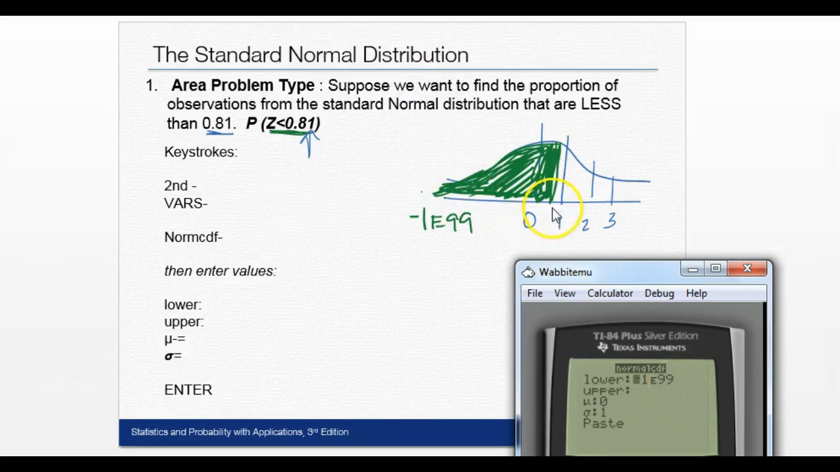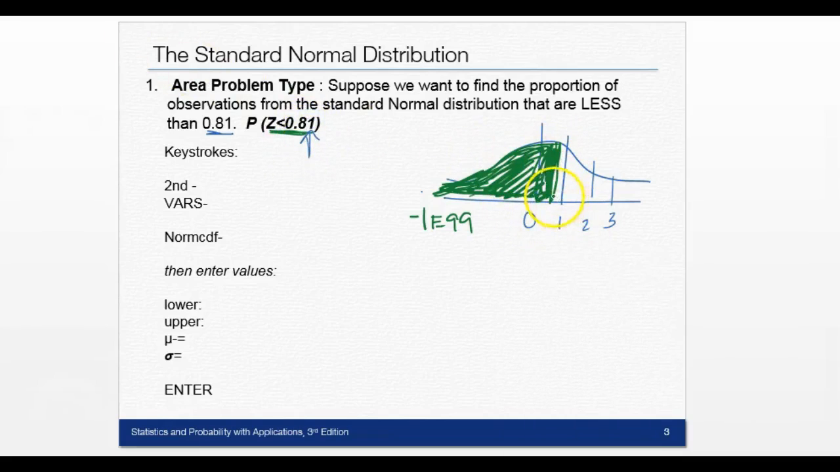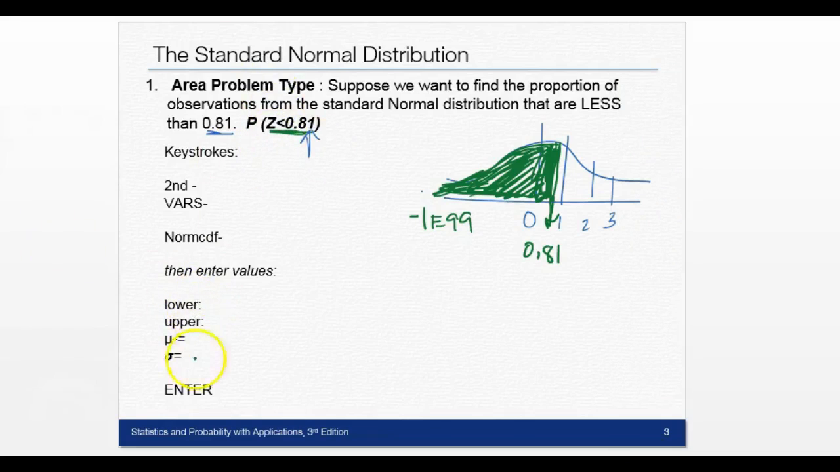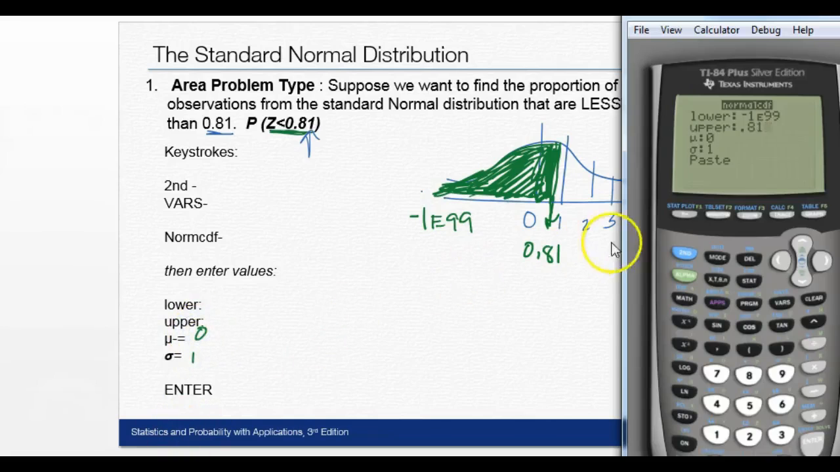All right. Now the upper bound is this 0.81 right here, a z-value of 0.81. And then the mu, if you see the default in the calculator, the mu is already 0. When we're using z-scores, it's going to be 0, and your standard deviation is always 1, and that is the default setting in your calculator. So once you've filled in all those values, you scroll down to Paste and hit enter. And it will give you the area.